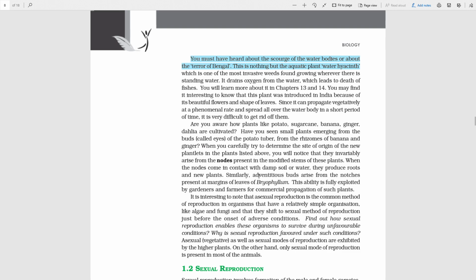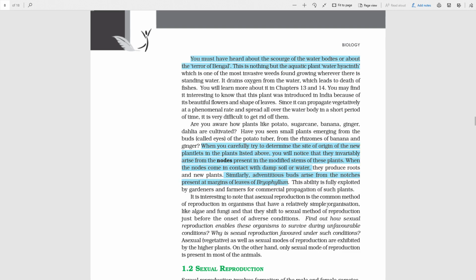It is known as the nodes present in the modified stems. To recollect, both potato and ginger are modified stems, which we had studied in 11th standard in anatomy and morphology of plants. When nodes come in contact with damp soil or water, they produce roots and new plants. Similarly, adventitious buds arise from the notches of leaves present at the margins of bryophyllum. You can also note this. They produce roots and finally a new plant.